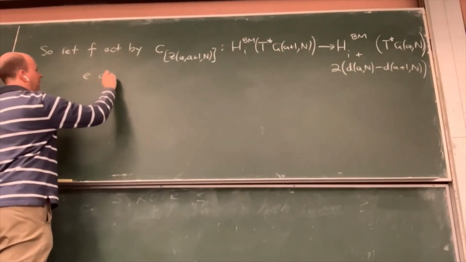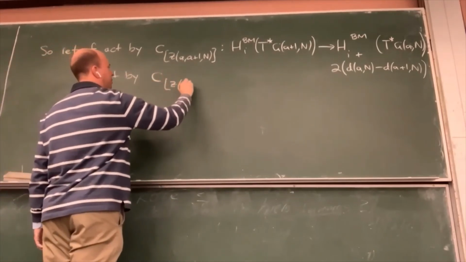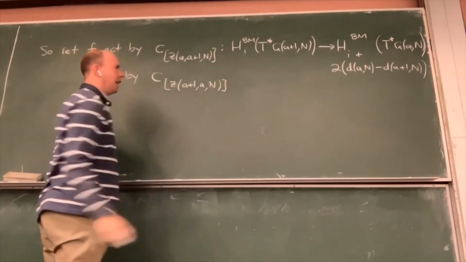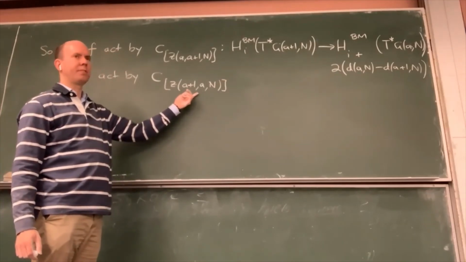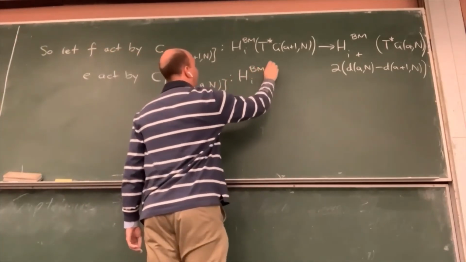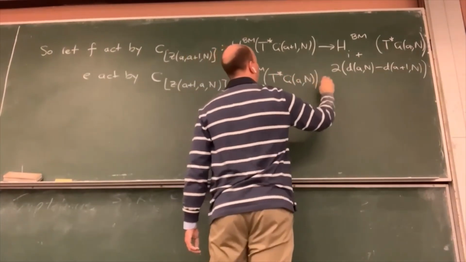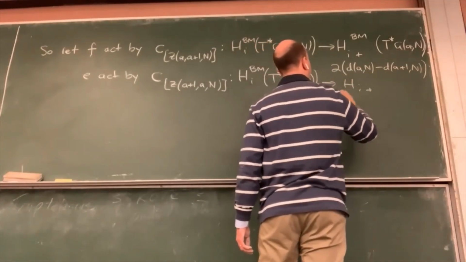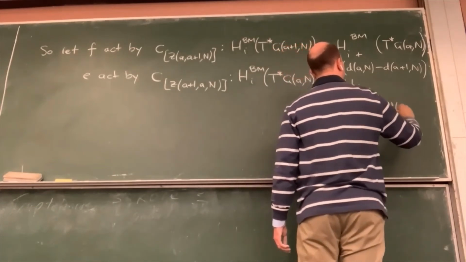And you let E act by just the reverse thing. So it's really the same variety, but if you like, you can define Z A plus 1, A, n to be exactly the same thing, but with the factors swapped so that the ones relating to A plus 1 come first, and then it would go in the other direction. So now it would be i plus 2 d A plus 1, n minus d A, n.